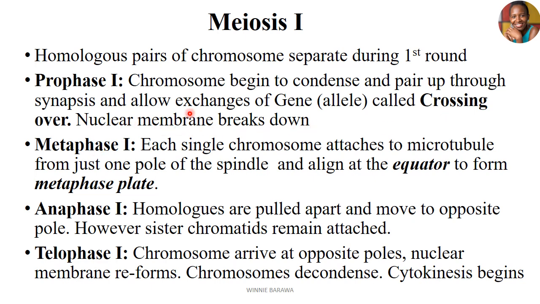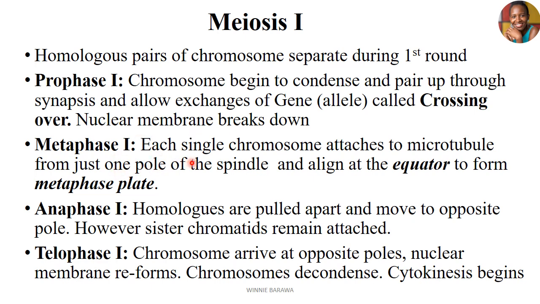It is at this stage that the nuclear membrane breaks down. So in prophase 1 of meiosis 1, the chromosomes are condensing, they are pairing up through synapsis, and we are allowing exchange of genetic material, that we are calling alleles, through a process we call crossing over. But now the nuclear membrane is also breaking down and disintegrating. And after prophase 1, the cell will go through metaphase 1.